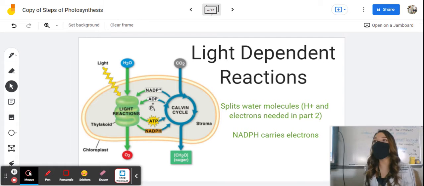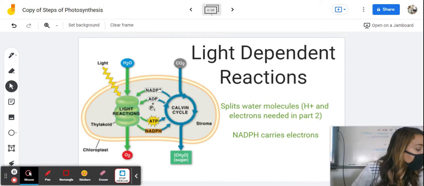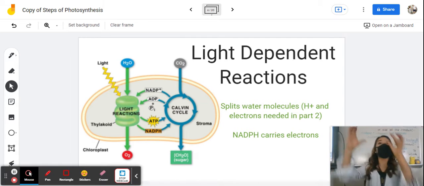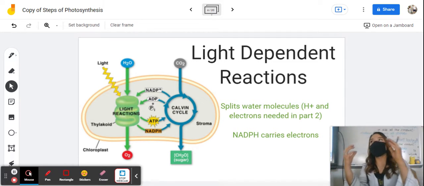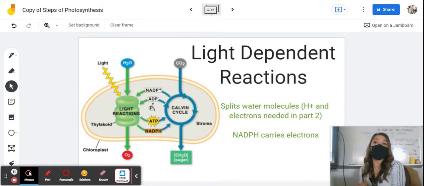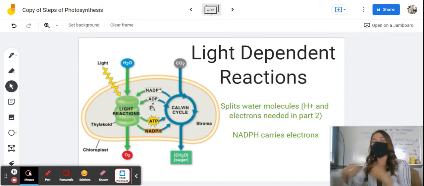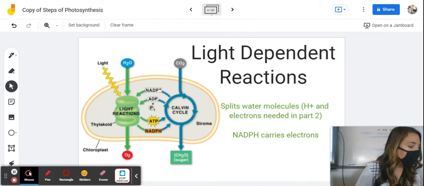And ultimately, what's happening here? We are going to split water. And in the process of splitting water, H plus ions are released. Those H plus ions are ultimately going to move through ATP synthase, spin, make ATP. The electrons are going to travel down an electron transport chain and help us complete this process by making NADPH, which is the bus driver of electrons that we're sending to step 2, right?